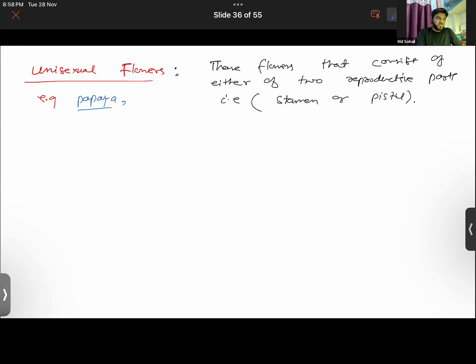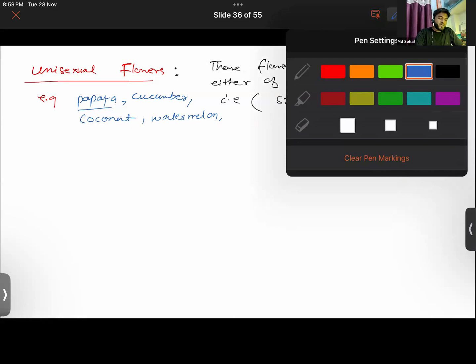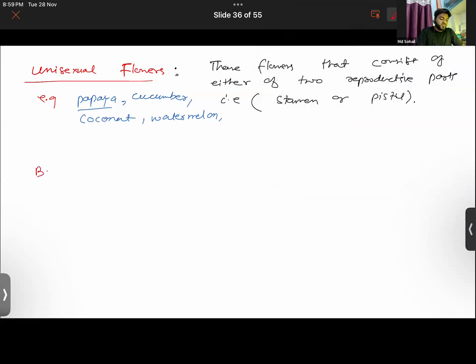Apart from that, the common examples are cucumber and coconut also. These are some of the unisexual flowers. Watermelon will also be included, so watermelon is also one of the examples of unisexual flowers. They have only either a stamen or a pistil. Then you will have another kind of flowers that have both the sexual organs, both the reproductive parts.